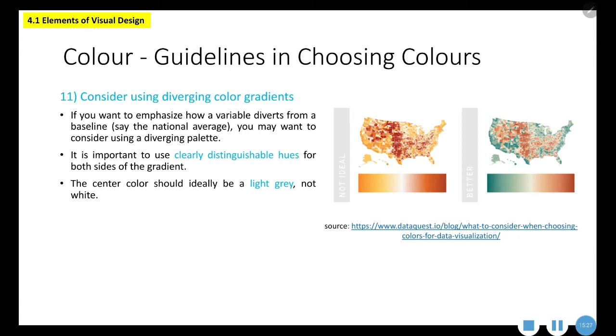The next one is to consider using diverging color gradients. For example, if you want to emphasize how a variable diverges from a baseline, say the national average, you may want to consider using a diverging palette. It is important to use clearly distinguishable hues for both sides of the gradient. The center color should ideally be a light gray, not white.